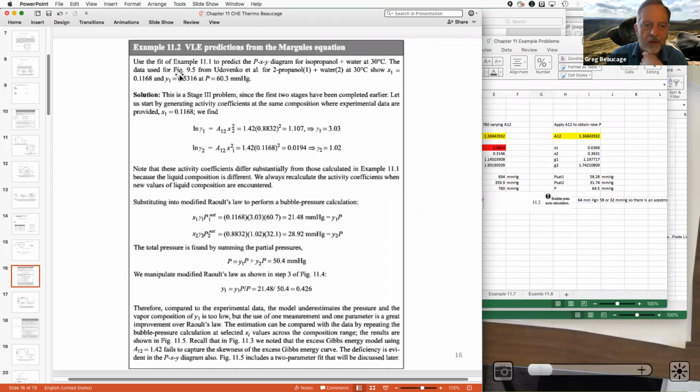And then you're trying to show the y from that, calculate the y from that. So the y is just going to be, so this is the bubble pressure calculation.